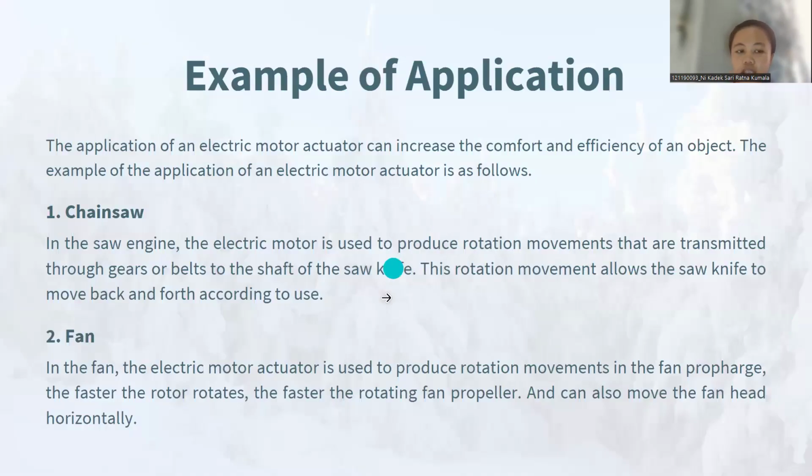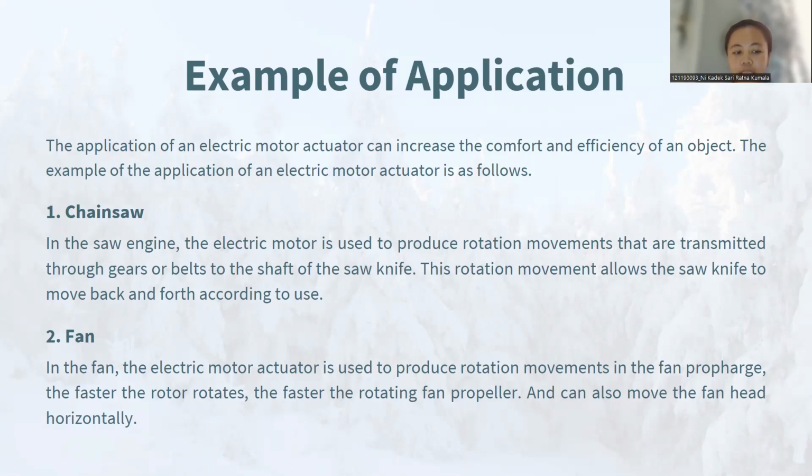Examples of application. The application of an electric motor actuator can increase the comfort and efficiency of an object. The examples of the application of an electric motor actuator are as follows. First, cane saw. In a saw engine, the electric motor is used to produce rotation movements that are transmitted through gears or belts to the shaft of the saw knife. This rotation movement allows the saw knife to move back and forth according to use.